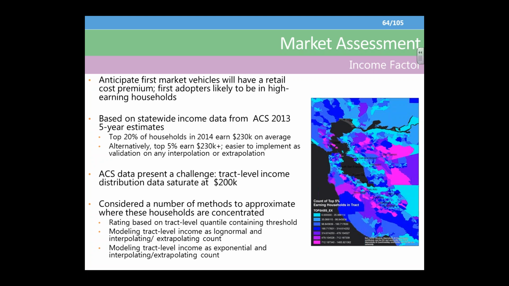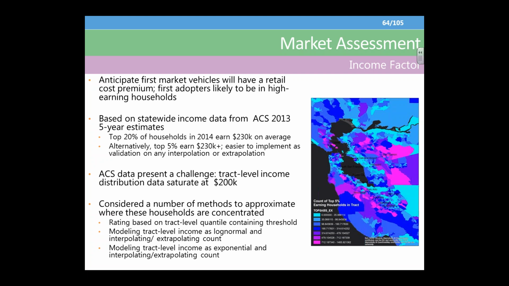For most of our data projections in our analysis, we looked at the 5-year ACS 2013 estimates. But to give us a starting point, we looked at the 2014 ACS data and found that on average, the top 20% of earners made $230,000. It so happens that the top 5% in that 5-year data, the cutoff for that is $230,000. And for purposes of trying to model income and assess your modeling of the income distribution, that was an easier metric to utilize.